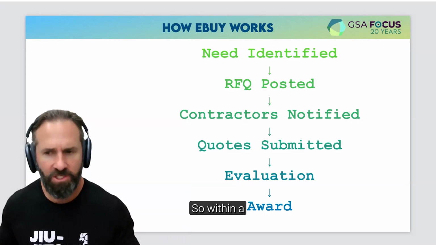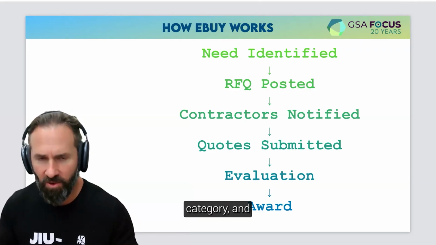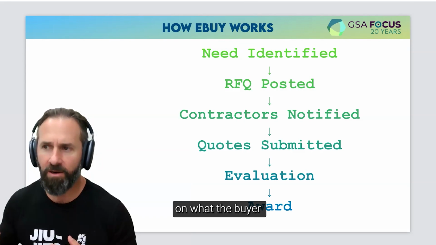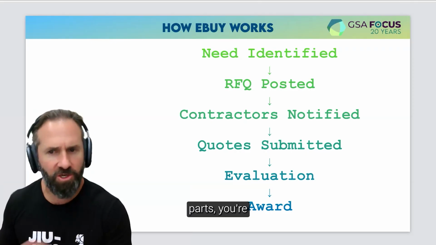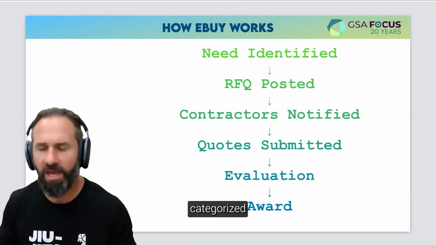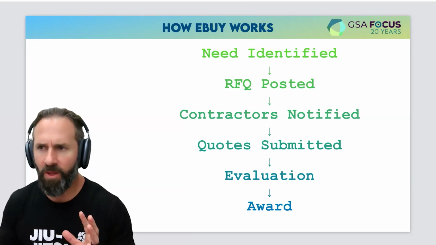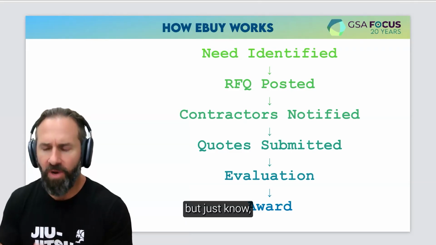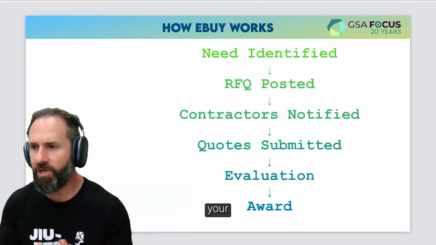Within a GSA category, you'll see an example later on, all of the vendors within that category and even within subgroups are notified based on what boxes the agency buyer upstream checked. So if you sell plumbing parts, you're not going to get IT contracts sent to you. Everything's going to be pretty nicely categorized into your industry, your niche. It's not going to be perfect. eBuy's pretty simple and basic overall, but just know you're not getting the fire hose of any and every category, just your categories.